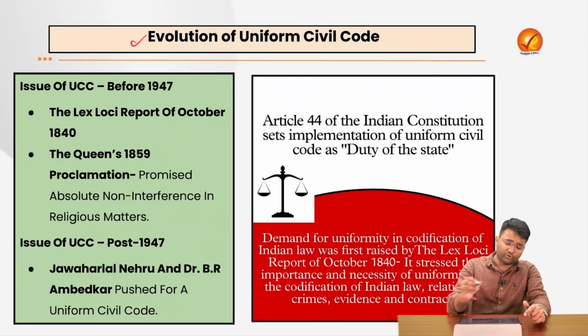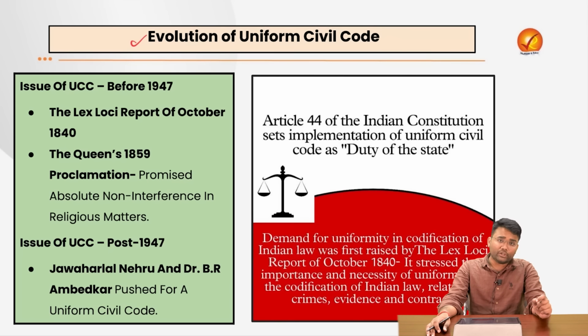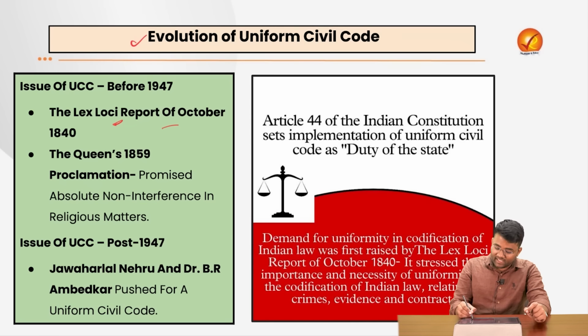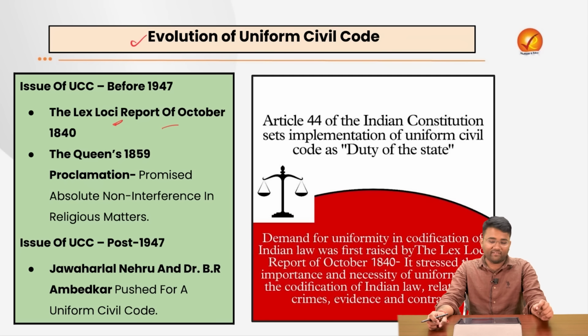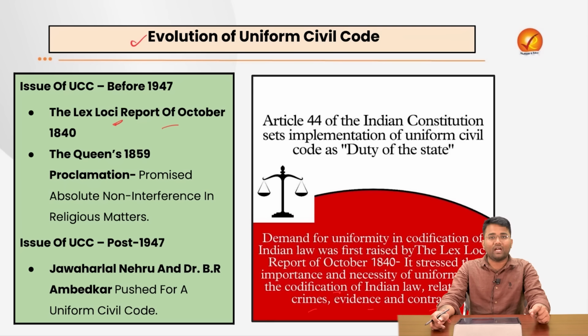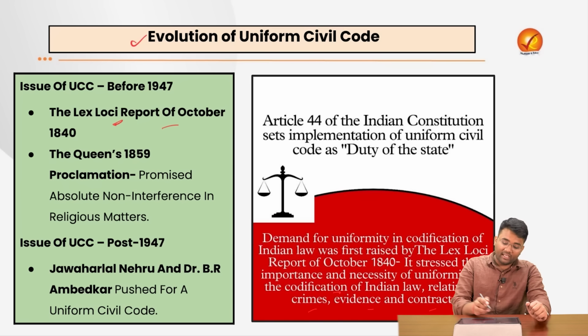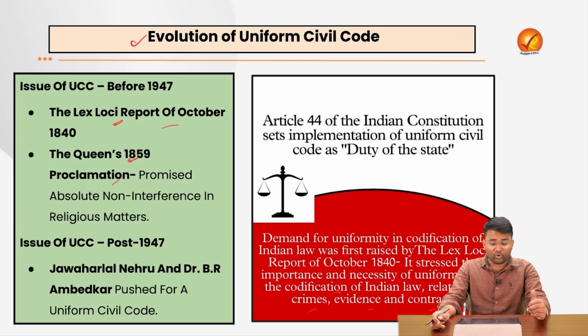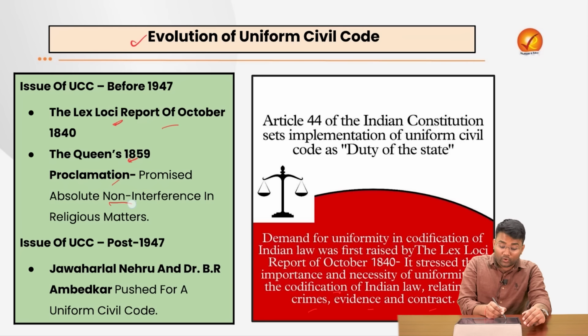And if you see the evolution of the Uniform Civil Code, what was the issue before 1947? There was the Lex Loci report of October 1840, which stressed the importance as well as the necessity of uniformity in the codification of Indian law relating to crimes, evidence as well as contract. Overall, it stressed the idea that there is a need for a common civil code. But Queen's 1859 proclamation promised absolute non-interference in religious matters.